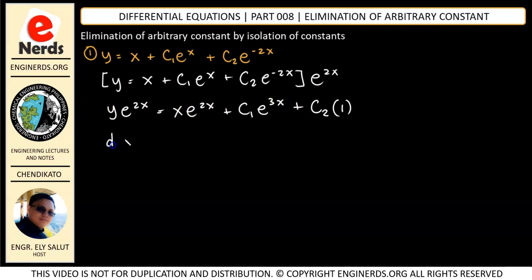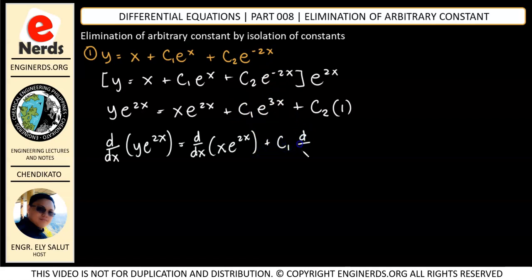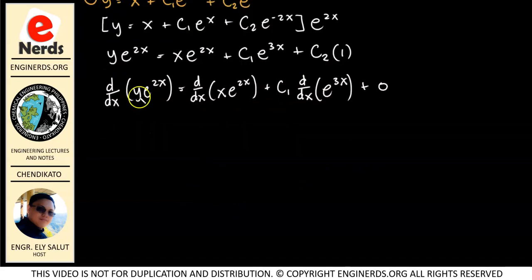No? So, that means I will need to take the derivative of y e to the 2x and then the derivative of x e to the 2x plus, okay, I will be separating our constant C1, then take the derivative of e to the 3x plus the derivative of C2, which is a constant, so this will be equal to 0. So, magiging isa na lang yung ating arbitrary constant, no? Now, let us start here.